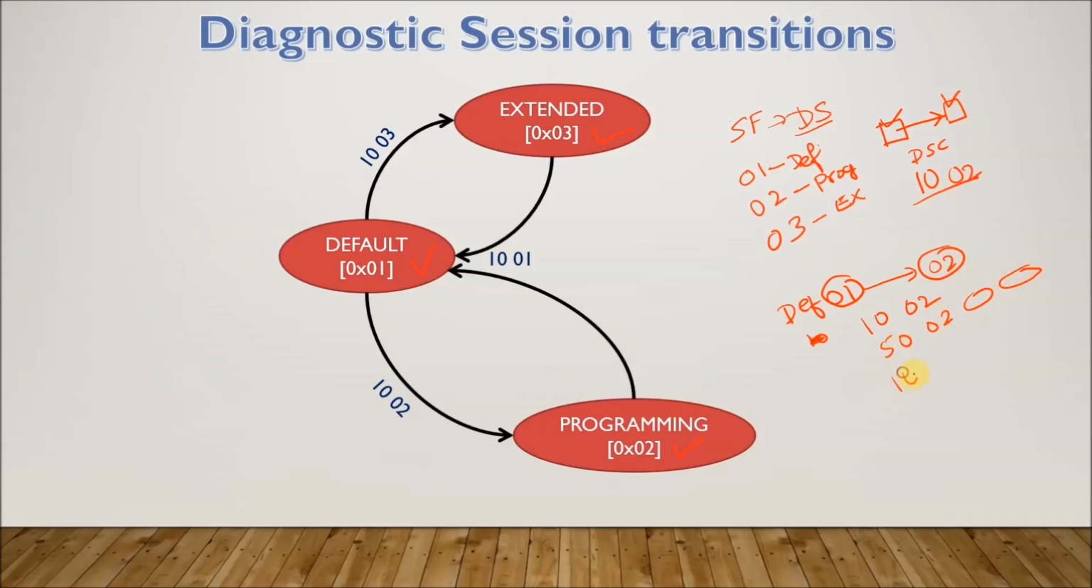Now if you send 10 03, what are you trying to do now? From 02 to 03 you are trying to migrate. Is this possible? Will you get a positive response? No, you will not get a positive response. You will get a 7F negative response for service 10 with a particular NRC, which I will explain. Why? Because whether transitions from any session to any session are possible or not is explained in this state machine diagram.